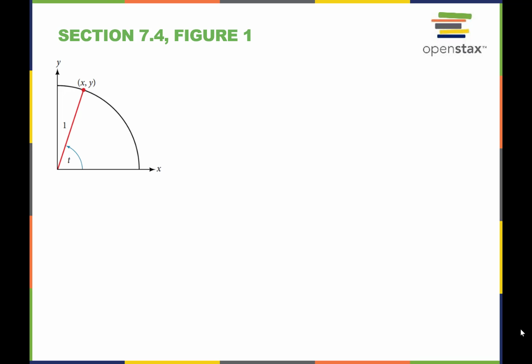In this video, we're going to define 3 new trig functions. We are going to define cosecant, secant, and cotangent. So far, we have defined sine of an angle, cosine of an angle, and tangent of an angle.